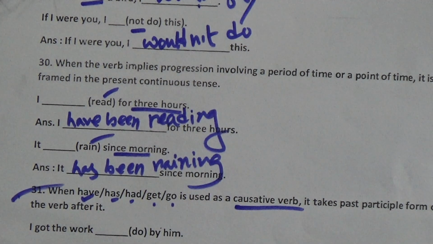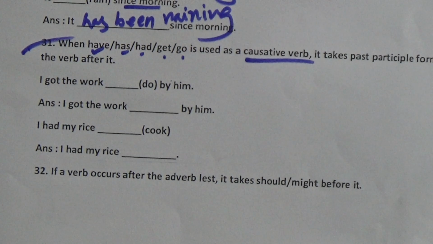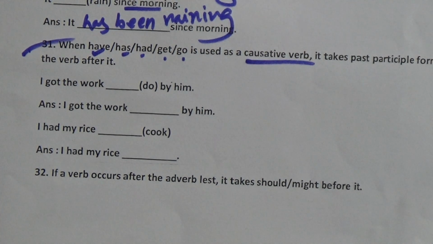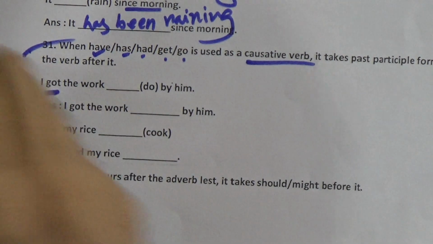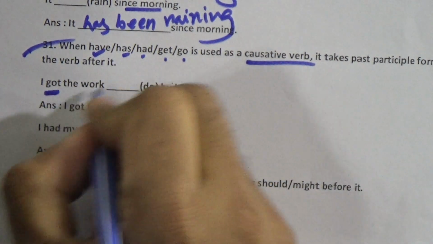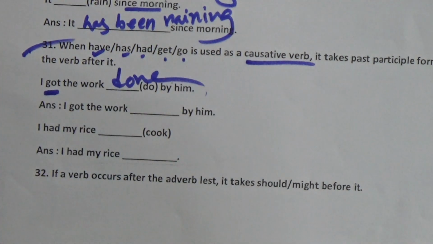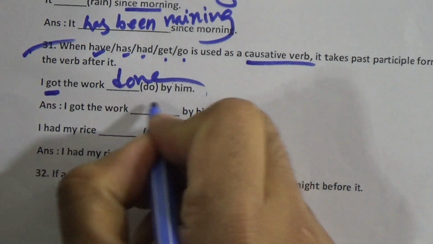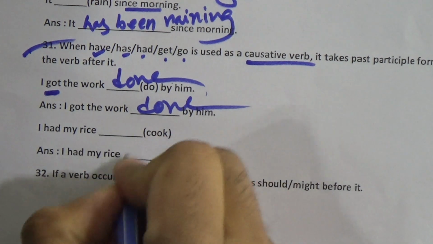You know, possibly you might have heard the causative verb. It is one type of verb that takes the past participle form of the verb. Here, got is a causative verb. That's why: I got the work done. The verb in the bracket will be verb 3. I got the work done, and I had my rice cooked.